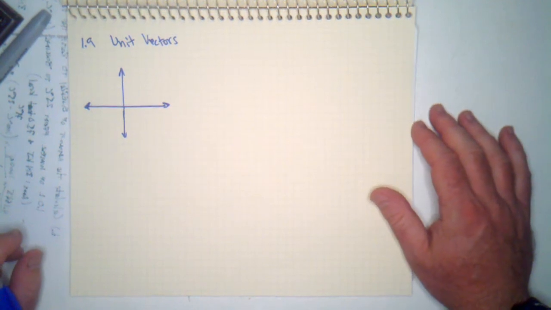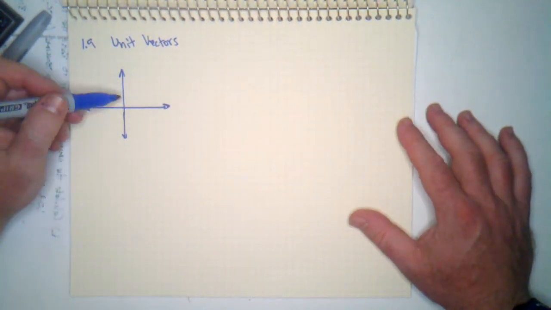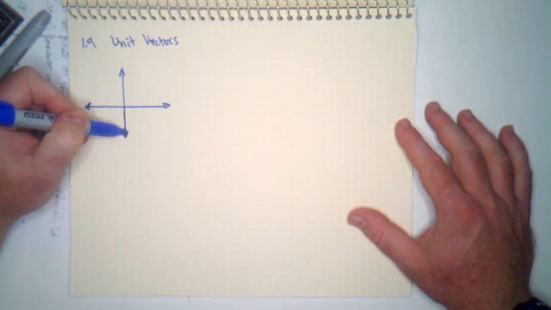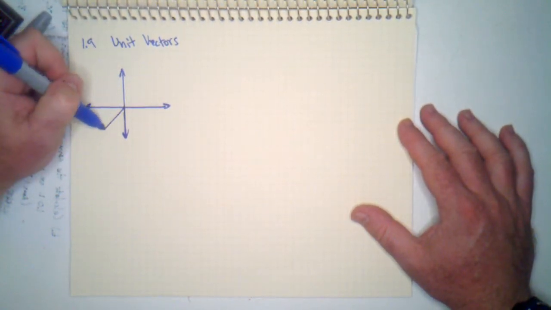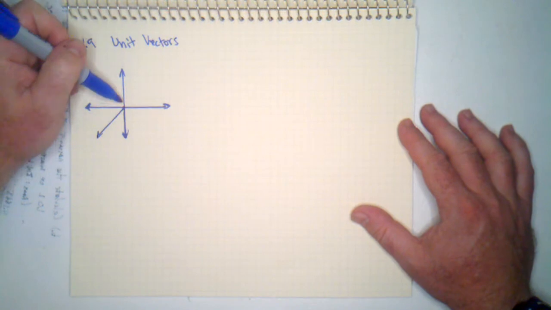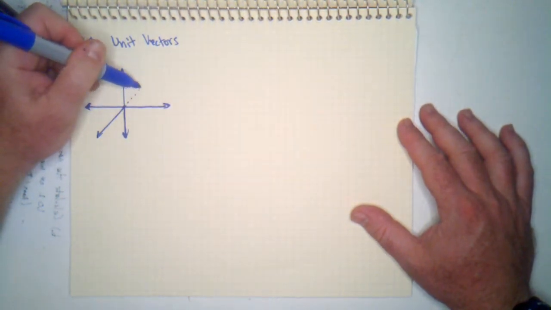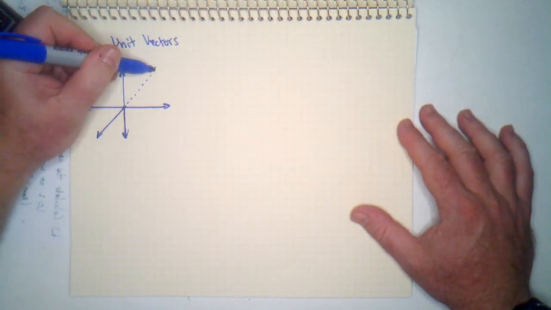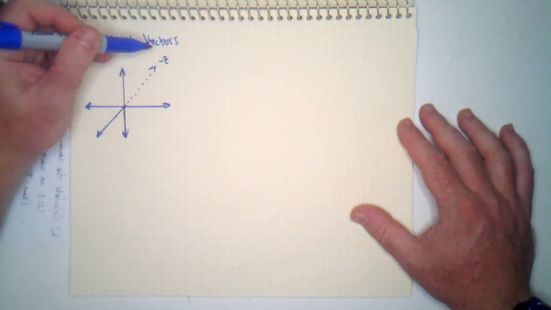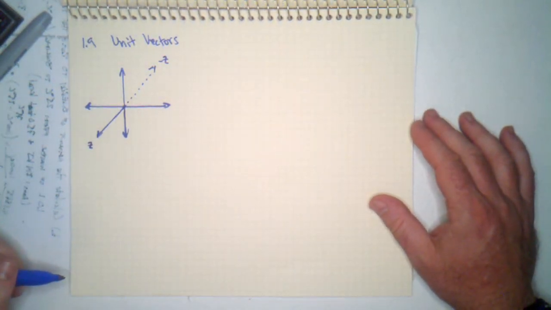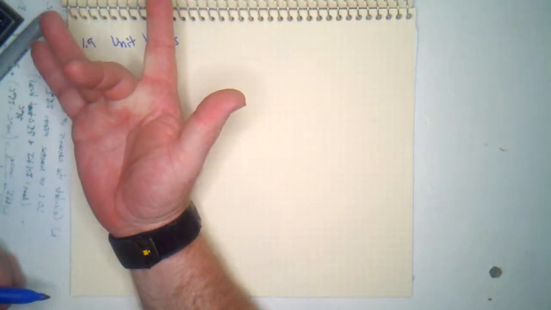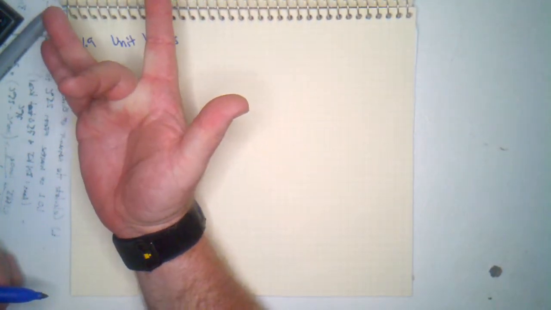So this would be positive z, and we draw a dotted line out the back here for negative z. Makes sense? Got it all familiar? Right hand rule. Good. Little physics gang sign.